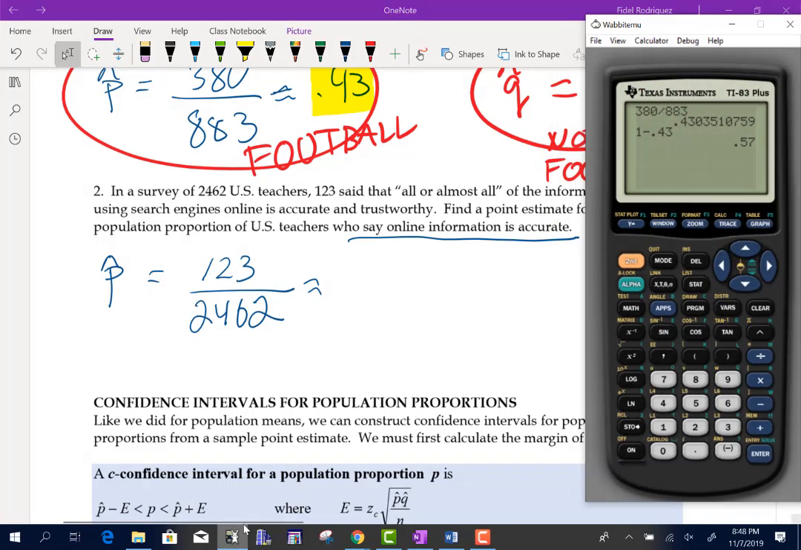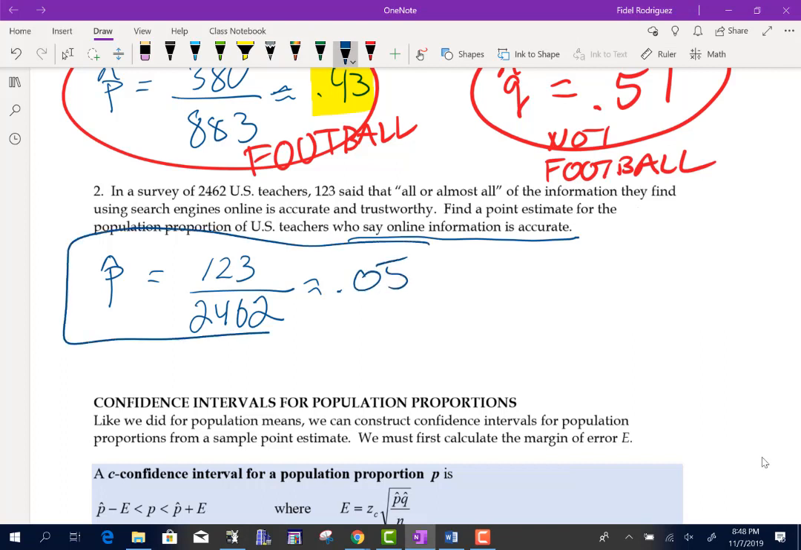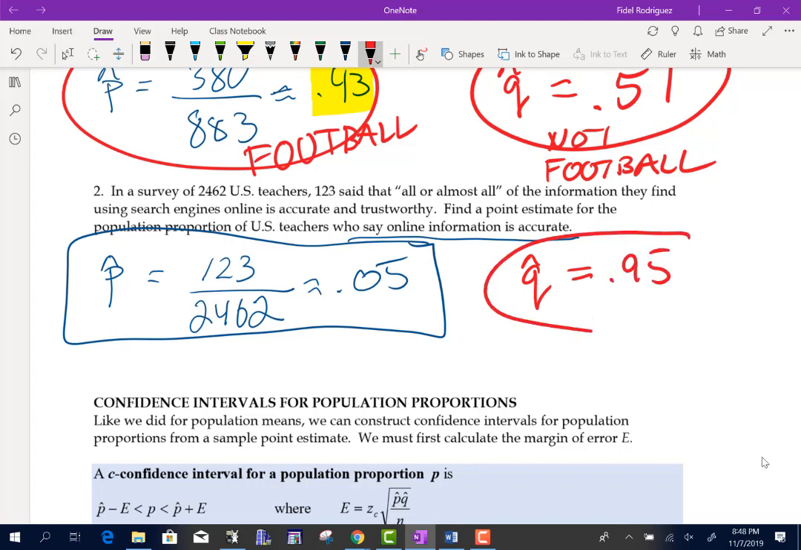Yeah, we're going to go to 2 decimal places. So 123 divided by 2,462. So guys, if I go to 2 decimal places, what would you put? 0.05, okay? So here's my P hat. Only 5% of the teachers that they surveyed said, yes, everything you look up online is going to be either all or almost all true. My question to you, what percent of the teachers said, no, I don't believe that? 0.95, right? Okay, there we go. You don't have to write it. I just want you to understand that that would be the rest of it, right?